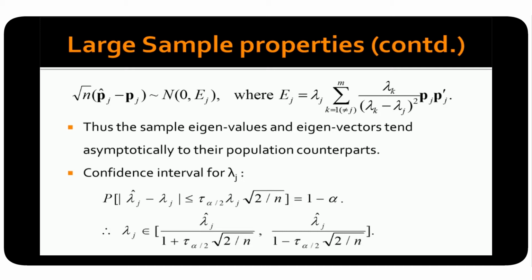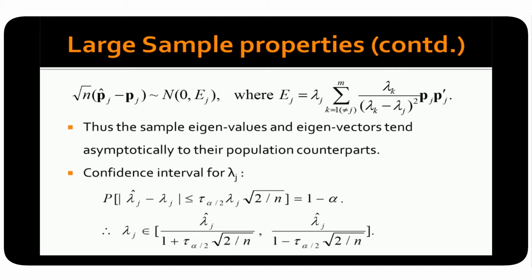It implies that we can form confidence intervals for the lambda i's, and then after a little algebra what we can find is that lambda i lies between the two limits: lambda i hat divided by 1 plus tau alpha by 2 root over 2 by n, and lambda i hat divided by 1 minus tau alpha by 2 root over 2 by n. So this gives us the two confidence limits for lambda j.